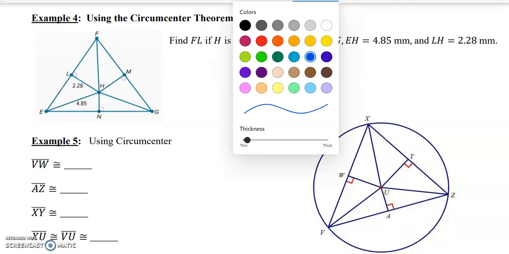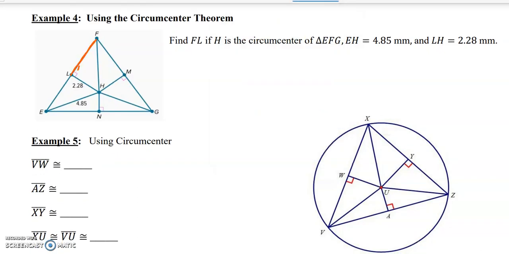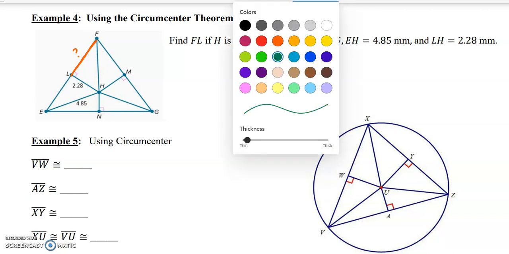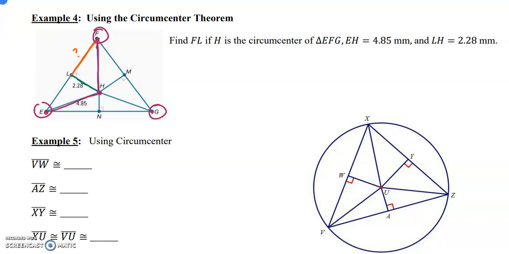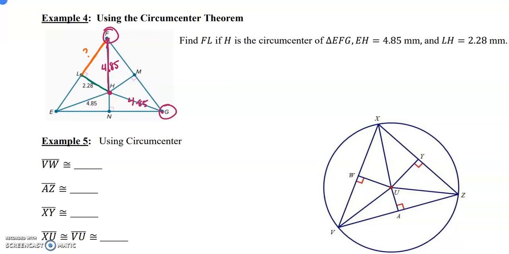All right, so this next one, we're going to figure out what FL is. So what is FL's length? Well, it looks like this part of the triangle, this leg. Do we know this hypotenuse here? Well, technically, any point from each of the vertex points into this circumcenter is going to be the same distance. So if this one is 4.85, then this one is 4.85, and this one would be 4.85. But really, we just need that pink one right there.